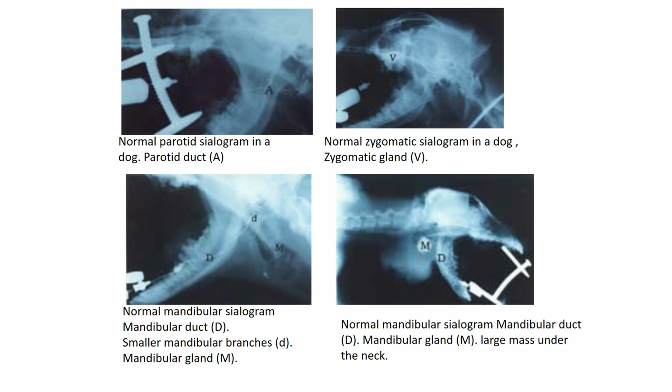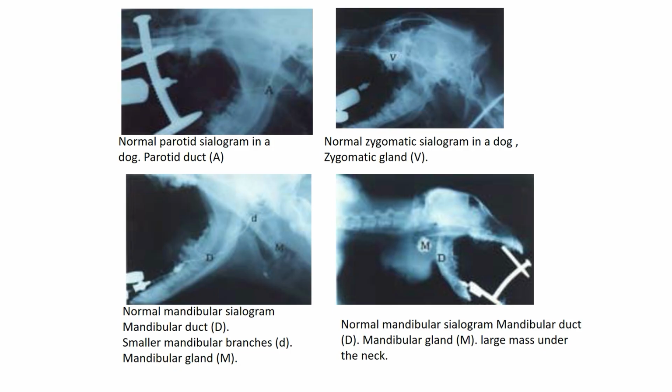So, this radiograph is showing a normal parotid xylogram in a dog. Here you can see the parotid duct, which is denoted by A. Normal zygomatic xylogram in a dog, the zygomatic gland, which is denoted by V, while in the normal mandibular xylogram, the mandibular duct is denoted by D, the submandibular branches by small d, and the mandibular gland by M.